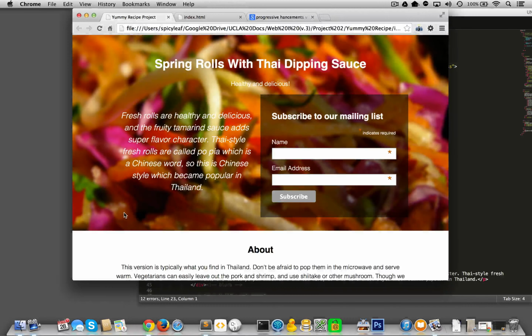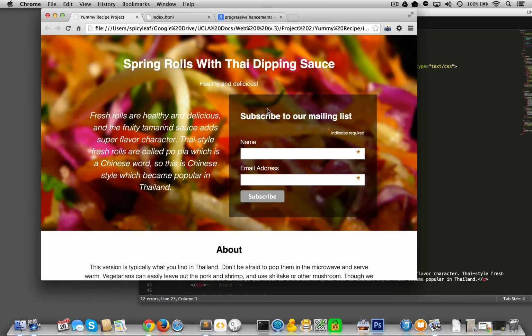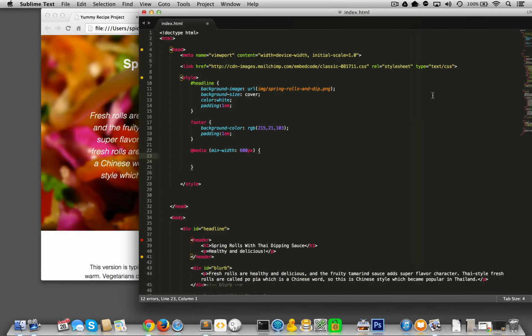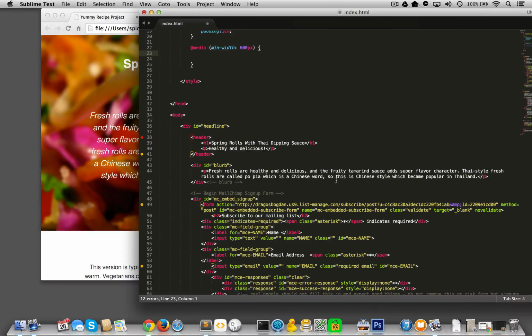Okay, so basically at 600 pixels, we're going to do what's known as a CSS float. Floats actually align things to the left and to the right, so let's look at what that is in practice. Let's first start with what we should target first. Well, let's target whatever's at the beginning. So the blurb is a good place to target.